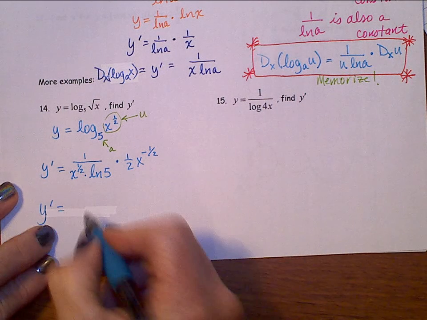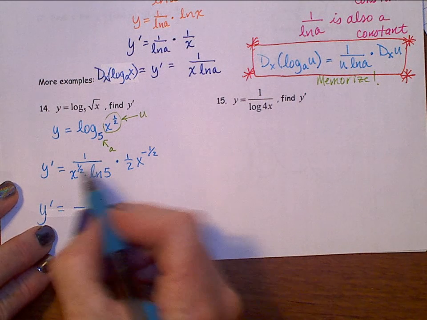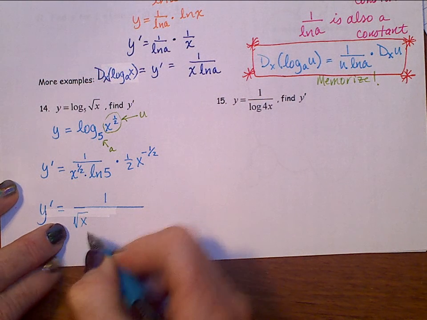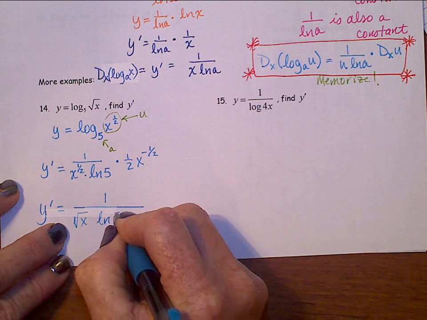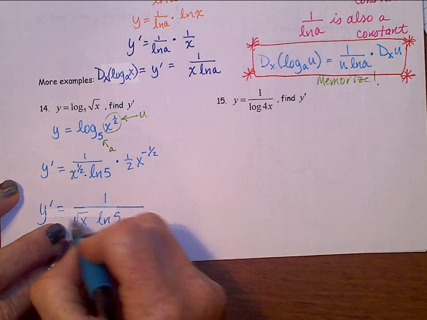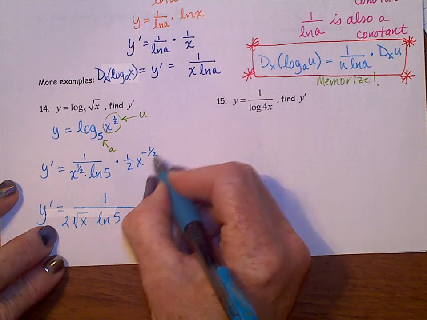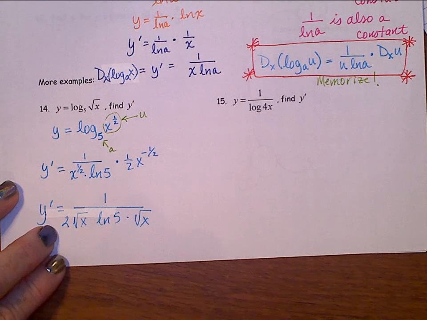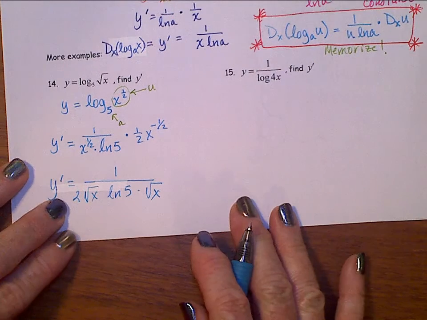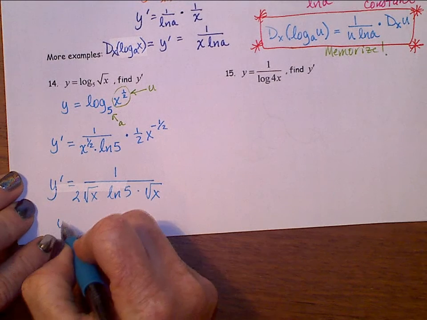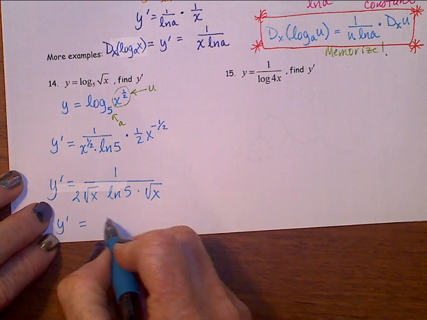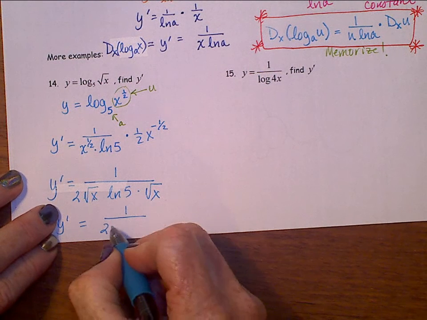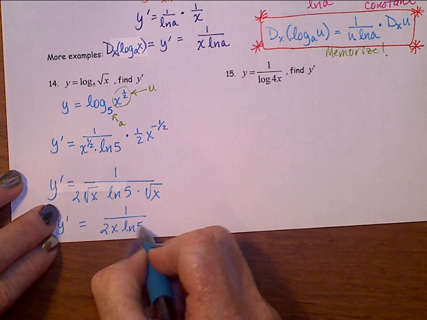When we rewrite this back as a single fraction, we'll have a 1 here, an x to the half, that's square root x, natural log 5, this 2 is here, and this x to the negative 1/2, that's another square root x. And y prime then, cleaning this up, is 1 over 2, square root of x times square root of x, x, ln 5.